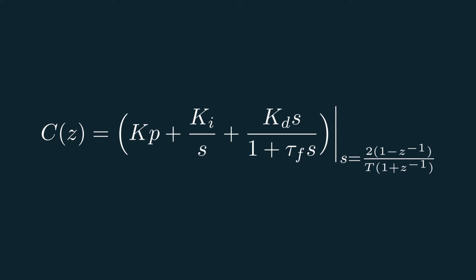The controller is then discretized using the bilinear transform. The sampling period is chosen based on the time constant of the filter action introduced on the derivative action.